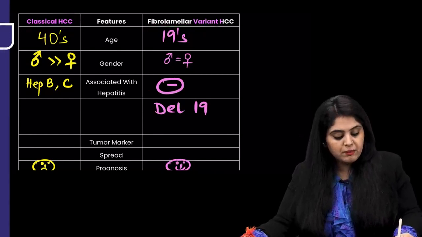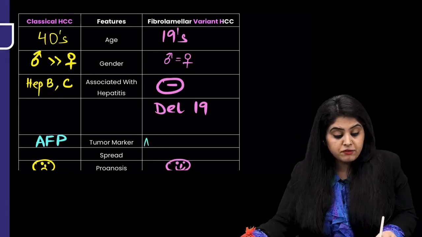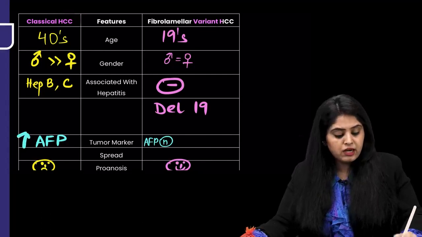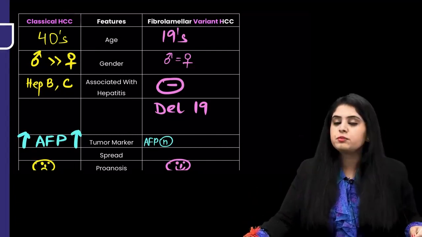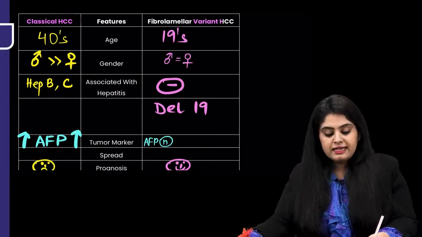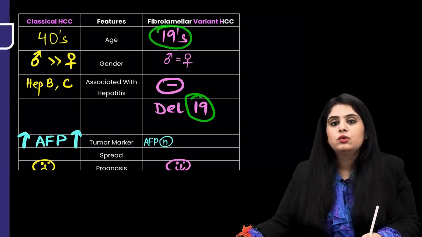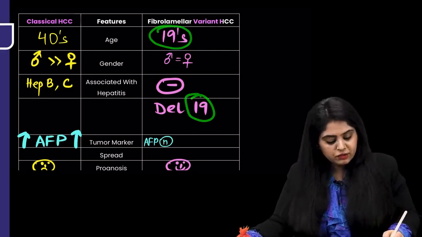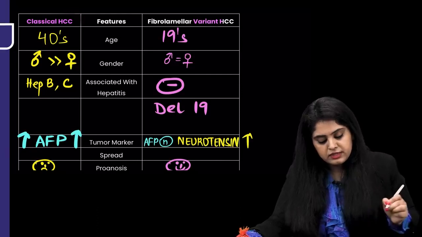Next, what is the tumor marker? I think everyone knows. Tumor marker for classical is alpha fetoprotein, but for fibrolamellar, alpha fetoprotein levels are totally normal. In hepatocellular carcinoma, alpha fetoproteins used to spike up too much, but fibrolamellar says no, alpha fetoproteins are going to be normal. Because at 19 years of age with a 19 chromosome deletion, there will be some tension. 19, teenage is the age of tension about your career and studies, right? So what tension will there be? Neurotensin. What is the tumor marker? The tumor marker is going to be neurotensin.